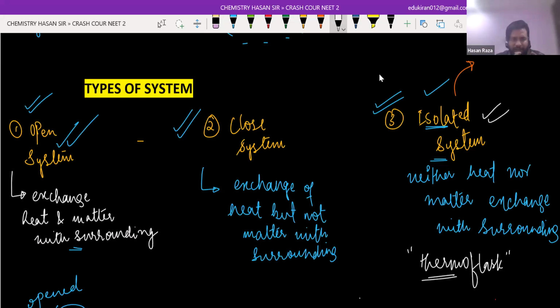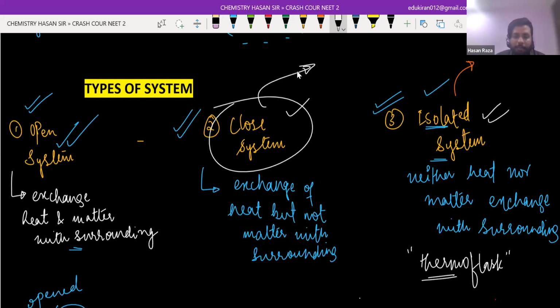This classification is based upon the interaction between system and surrounding. If this is an open system, that means there will be exchange of heat as well as matter between system and surrounding, and that type of system is known as an open system. A closed system allows only heat to be exchanged, not matter. It is also very important to note that in a closed system, the boundary is made up of a diathermic wall, which allows only heat to exchange with the surrounding, not matter.